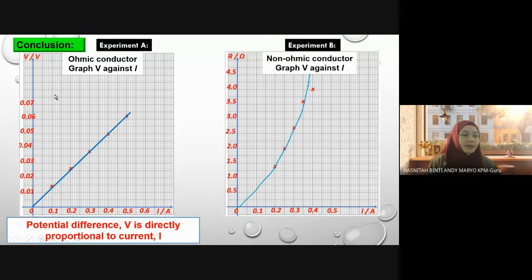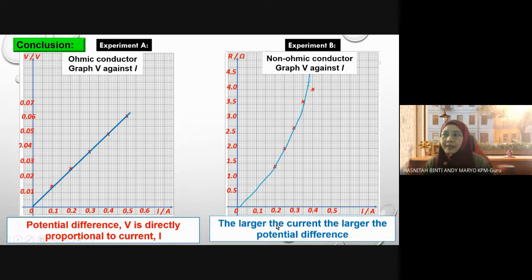So for ohmic conductor, you can write this for experiment A involving the ohmic conductor, constantan wire: potential difference is directly proportional to the current. Okay, yes. For experiment B, we say the current increases, so the potential difference increases. The larger the current, the larger the potential difference. Or you can say, when the current increases, so the potential difference increases. All right? Okay. So I hope you are clear with the pattern for ohmic and non-ohmic conductor. Example of ohmic is constantan wire. Example of non-ohmic conductor is filament bulb.